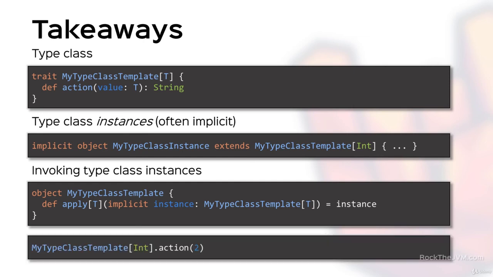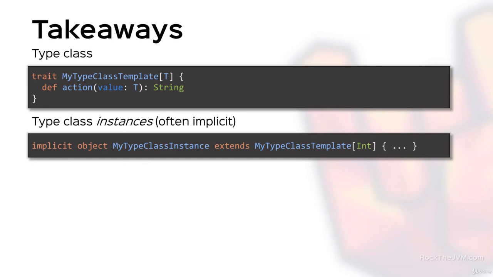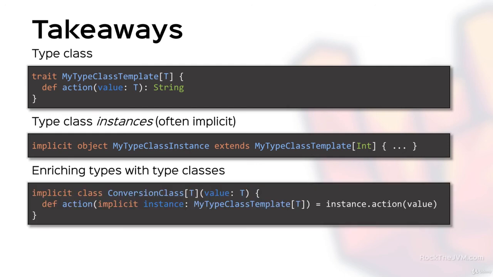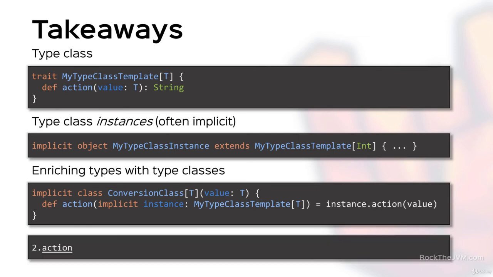Option 2 is to go even further and do a pimp my library style enrichment of a type and add a special method that also adds an implicit type class instance as a parameter and uses that, which then allows us to simply call that method on our enriched types as if it were built in. I personally like this one.